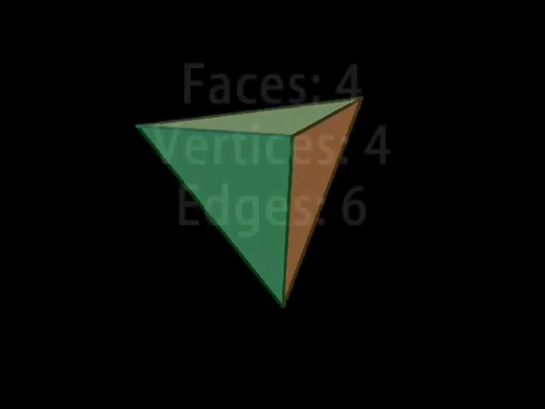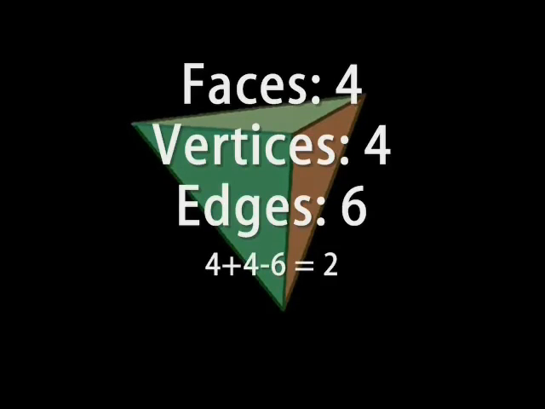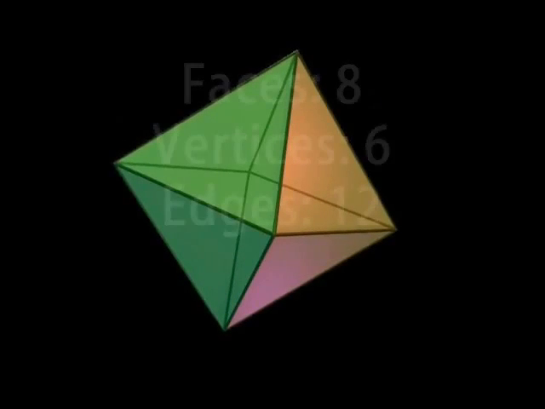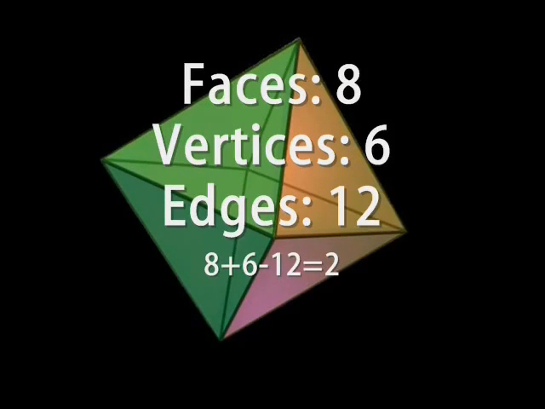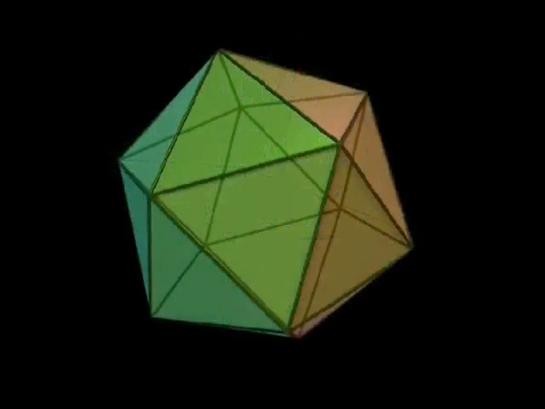There's an equation known as Euler's formula that states that for any convex polyhedron, you can add the amount of faces plus the amount of vertices, and then subtract the number of edges, and you always get 2. So in other words, f plus v minus e equals 2. Let's try it out. So we have 4 triangular faces, 4 vertices, 6 edges. 4 plus 4 is 8, minus 6 is 2. We have 8 triangular faces, 6 vertices, 12 edges. 8 plus 6 minus 12 equals 2. And this is true for all of the polyhedra.